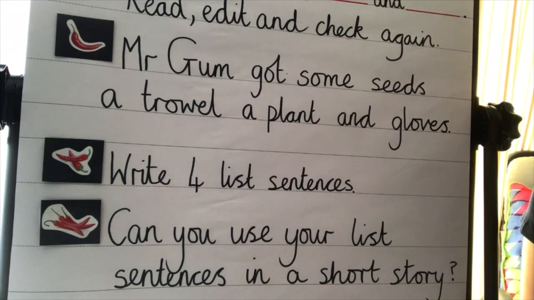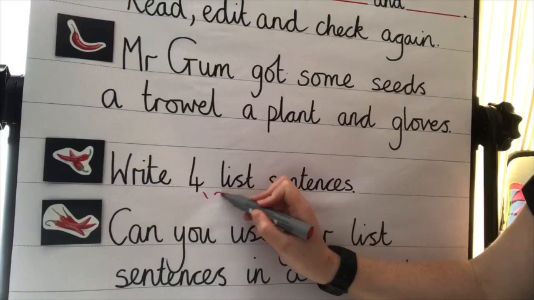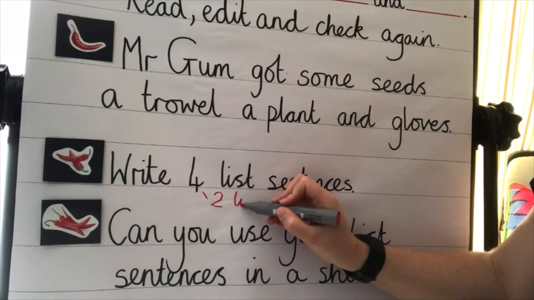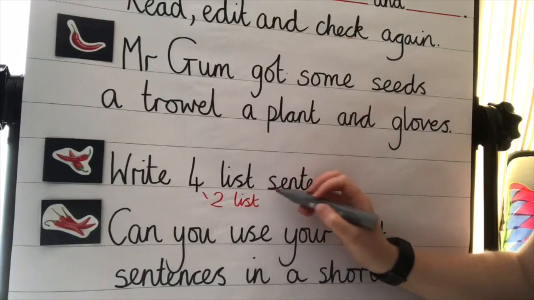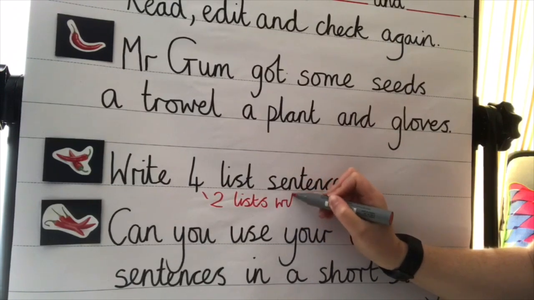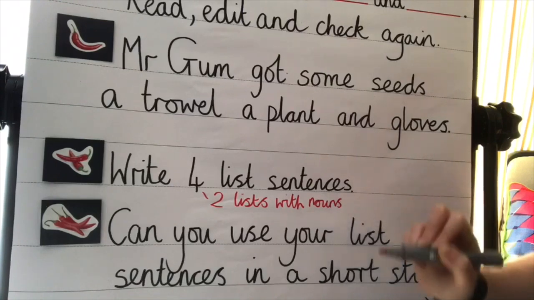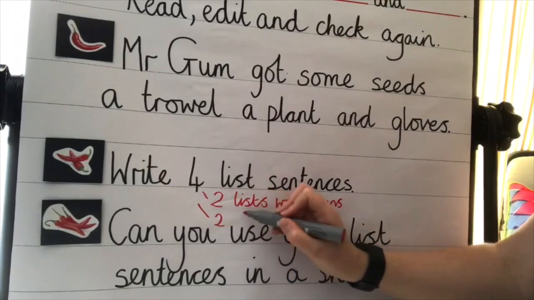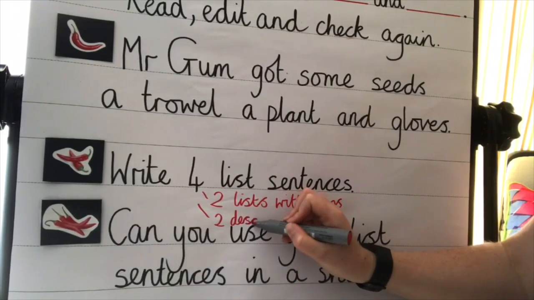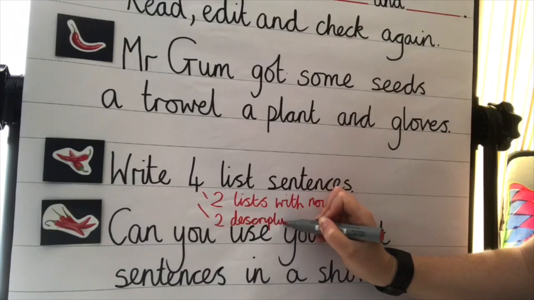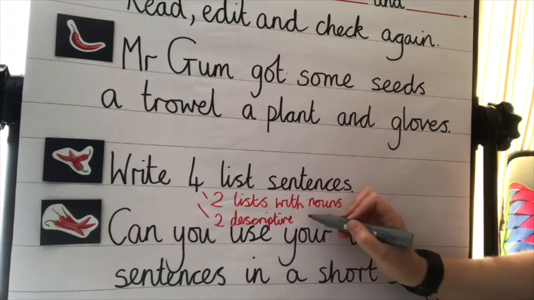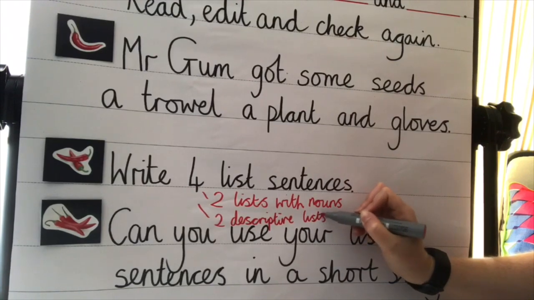If you're going for Chili 2 today, I'd like you to write 4 list sentences. Now I've written 4 there, so I'd like you to maybe try about doing 2 lists with nouns. So you're going to buy a packet of seeds, you're going to buy some gloves, and I'd like you to try 2 descriptive lists where you've described a place or an item. Okay, so those are your challenges.